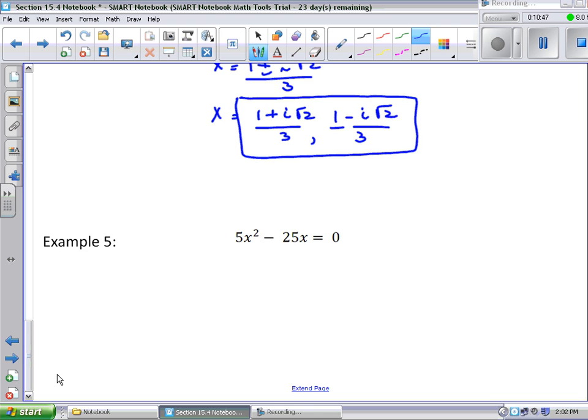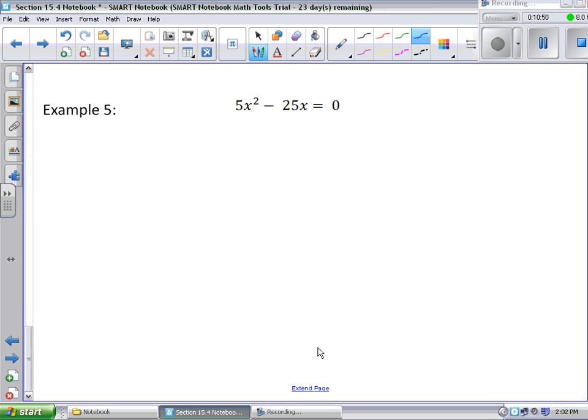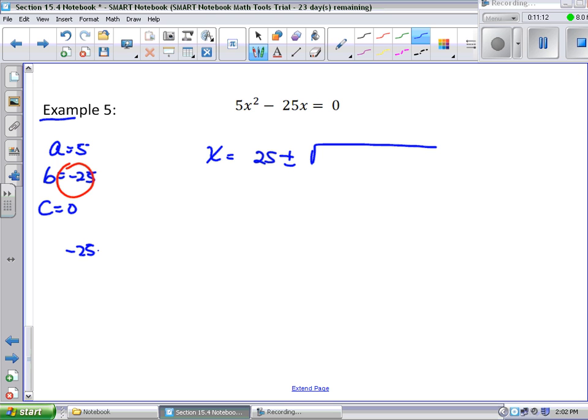Going on to the last example, example 5. Example 5 has 5x squared minus 25x, so a is 5 and b is negative 25, and there is no constant, so you'll have to list c as 0. So we have x is equal to the opposite of b, which would be positive 25, plus or minus the square root of, let's see, negative 25 times negative 25 would give us positive 625, minus 4 times a, which is 5, times c, which is 0. And when we multiply by 0, that whole part turns into 0. And this is going to be over 2a, or 2 times 5.